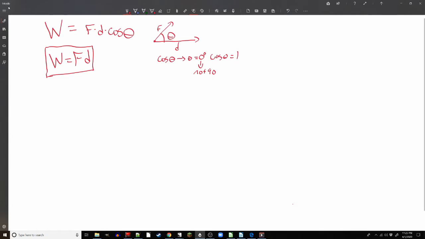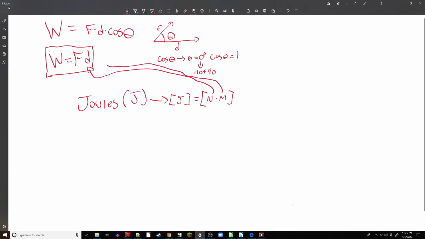Quick side point, the units of work are actually joules, or J, which is the same as any type of energy. So any type of energy, kinetic, potential, any kind of potential energy, have the same units as joules. So a joule is equivalent to a newton, unit of force, times a meter, which is displacement. You can actually see where that comes from in the equation.